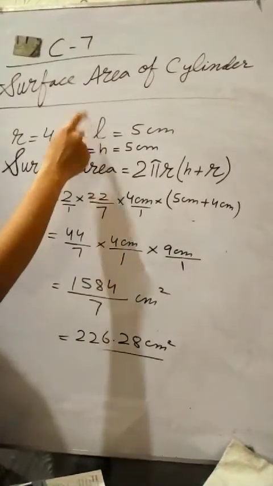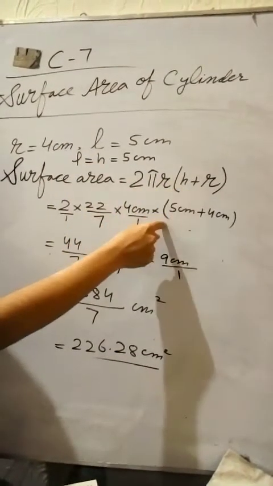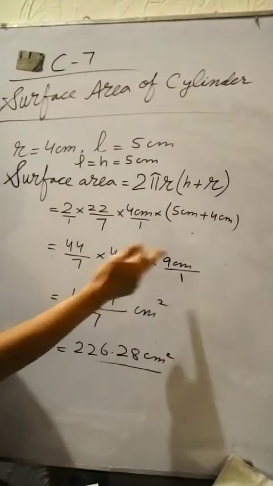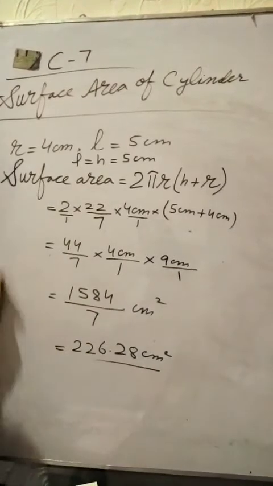So these are the rules for solving the surface area of the cylinder. When we have length, it means this is height. You can take it as a height. So you need to put all the values, add the bracket values, and then multiply all the numerators and denominators. Then you need to divide. Now I am taking another question.